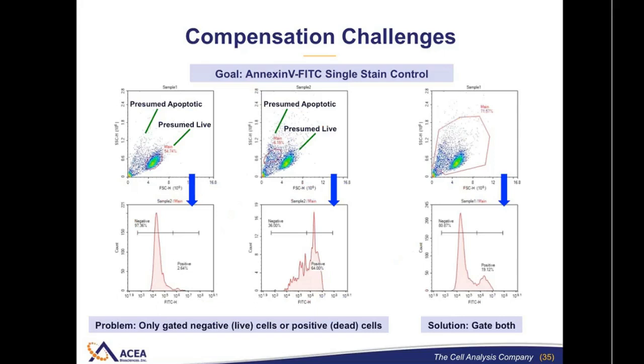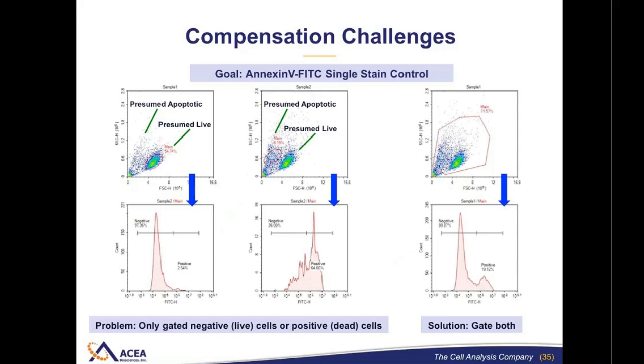And the problem is with where the main gate is drawn. The first panel excludes the presumed apoptotic cells, and in the second panel, it excludes the presumed live cells. So the solution is to draw a gate that includes both populations to get two well-defined populations on the histogram, and you can see that in the third panel.